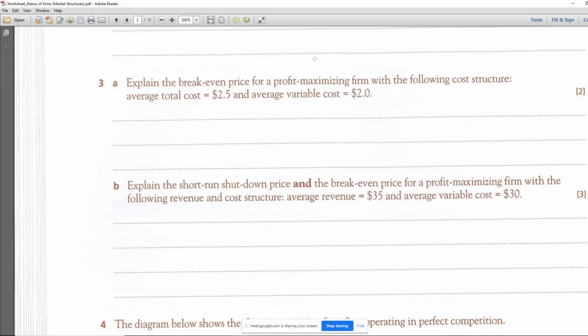Here we are assuming that when they are profit maximizing, the company is earning a normal profit. Okay, they're earning a normal profit. So now, what is the break-even price in this question?